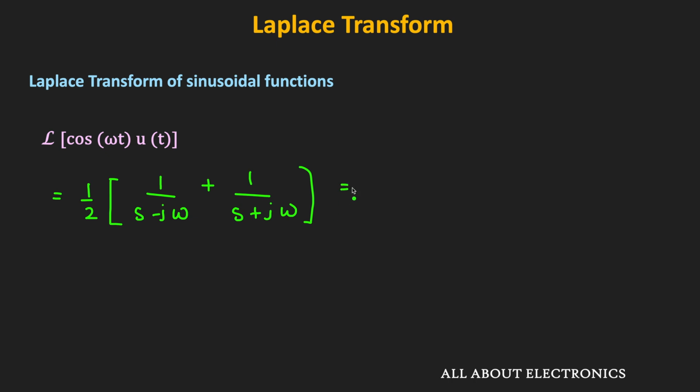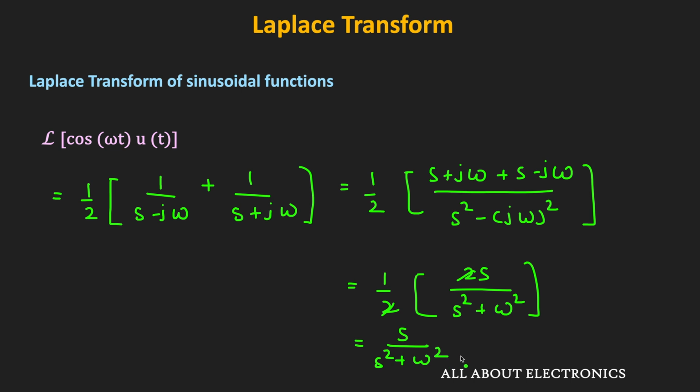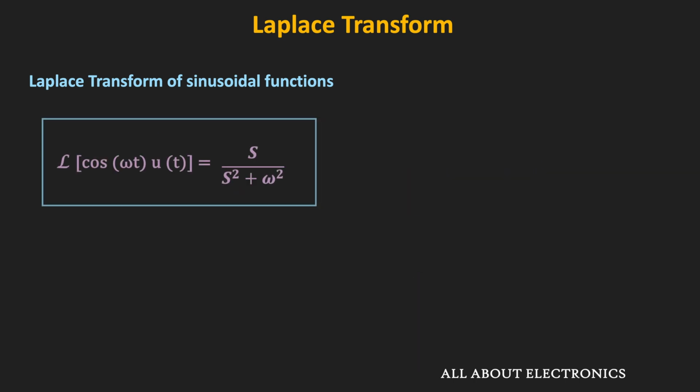So now we will have 1 divided by 2 times (s plus j omega plus s minus j omega), and in the denominator we will have s square minus (j omega) square. That is the multiplication of these two terms. So further we will have 2s divided by s square plus omega square. This 2 will get cancelled out and we will have s divided by s square plus omega square. So we can say that the Laplace transform of the function cos of omega t u of t is equal to s divided by s square plus omega square.